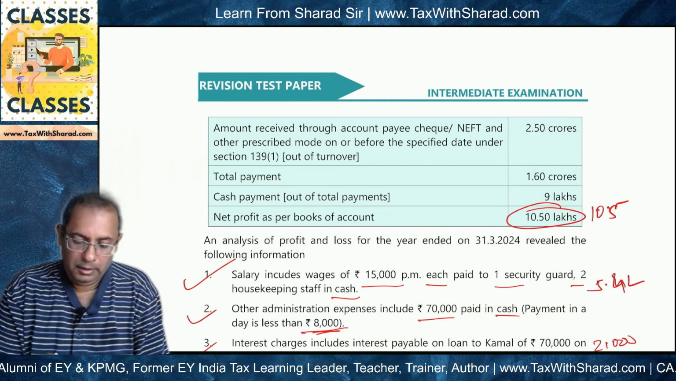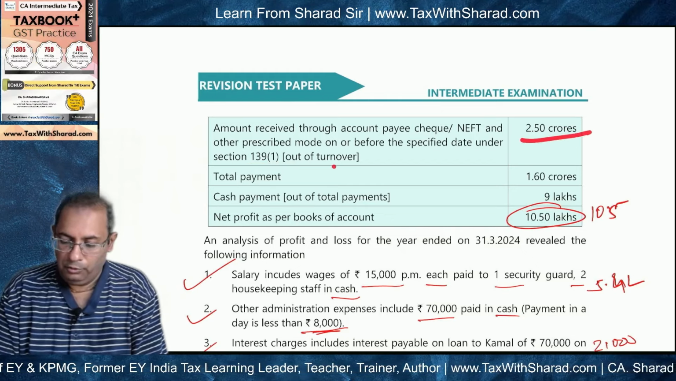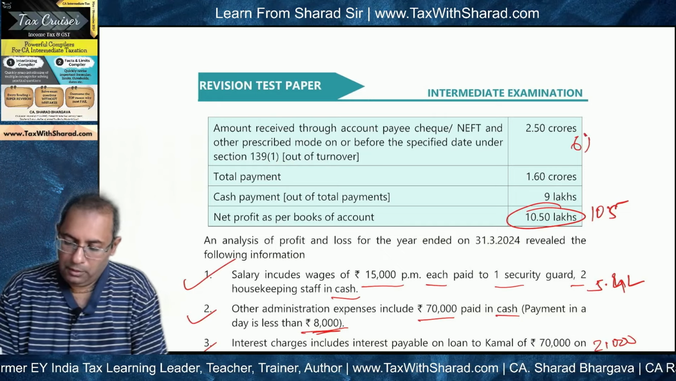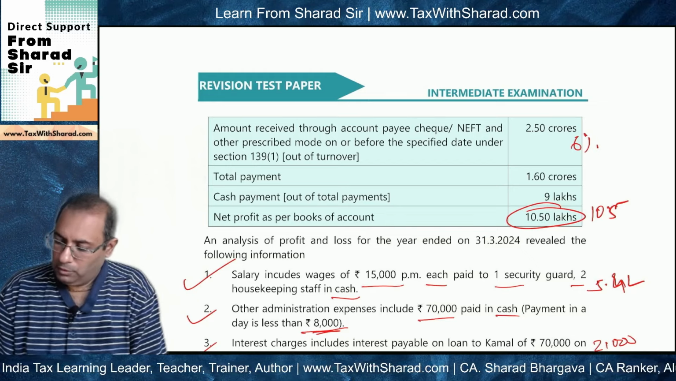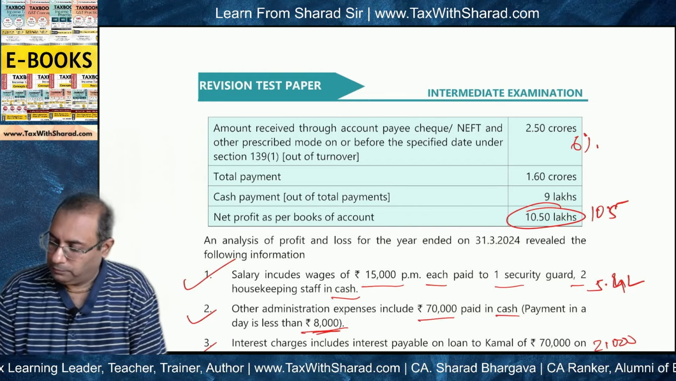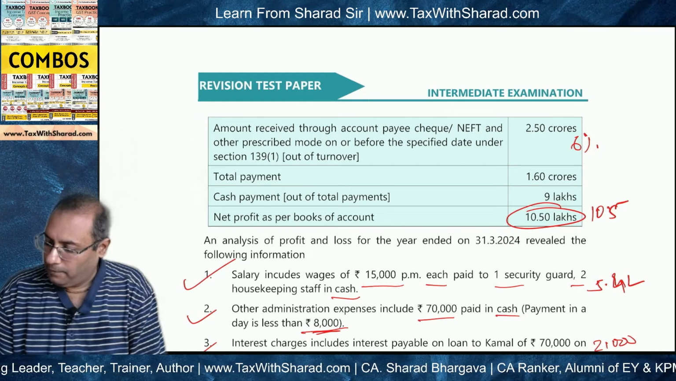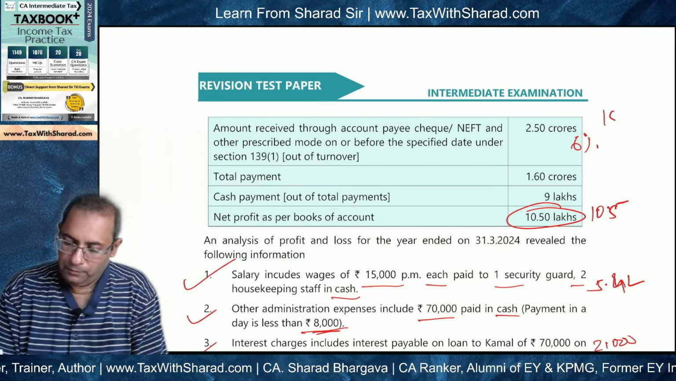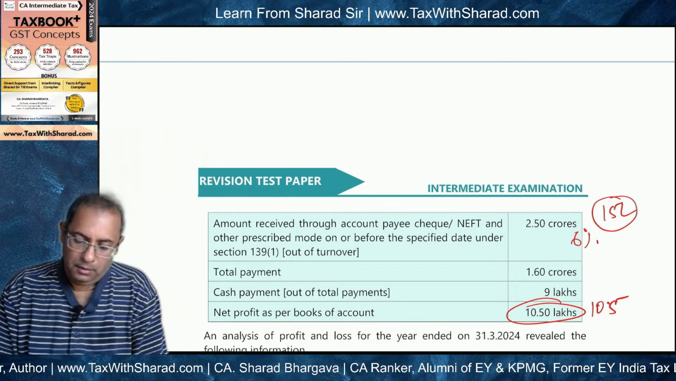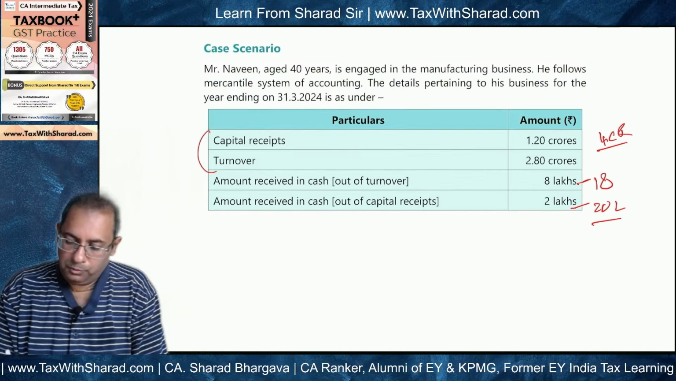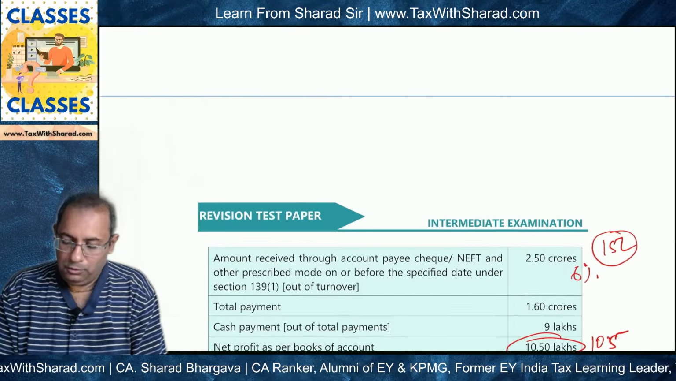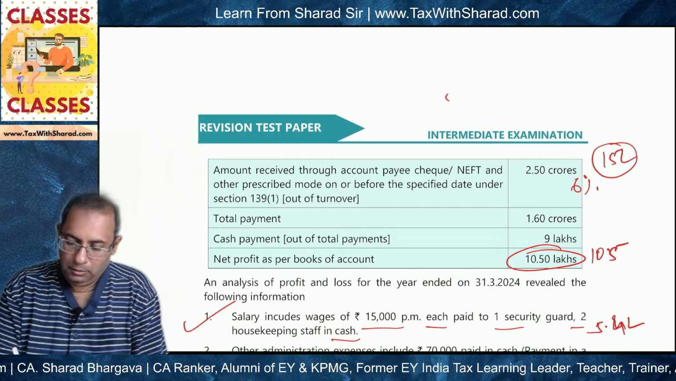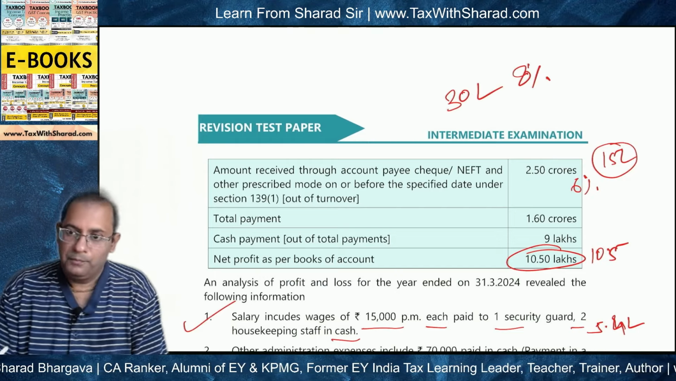Okay, so going back to the question, the amount received through account payee cheque, NEFT or other prescribed mode on or before the 139(1) due date out of turnover is 2.5 crores. So 6% of this, 2 crore 50 lakh into 6% is equal to 15 lakh. Okay, and the total turnover was 2.8 crores. So what is the balance after 2.5 crore? It is 30 lakh. So on 30 lakh it will be 8%.